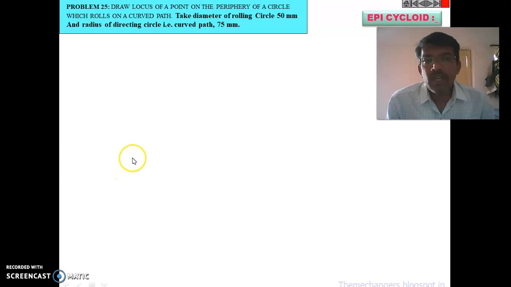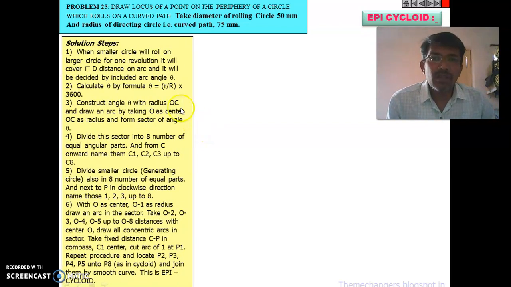So let us go for the constructional details and the different constructional steps for the construction of the epicycloid. These are the solution steps, 1 to 6, and these are the construction steps. We will go one by one. One smaller circle will roll on the larger circle for one complete revolution. It will cover a distance of pi d on the arc, decided by including an arc angle theta. So how are you going to find theta?